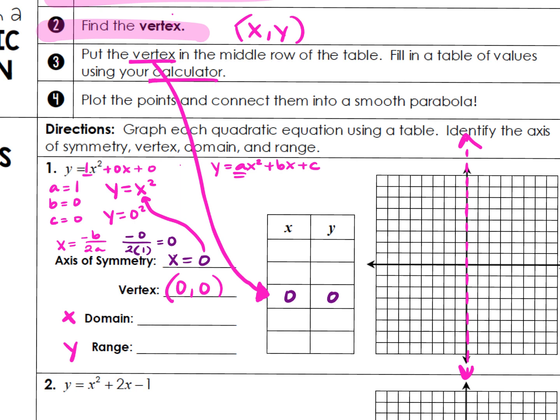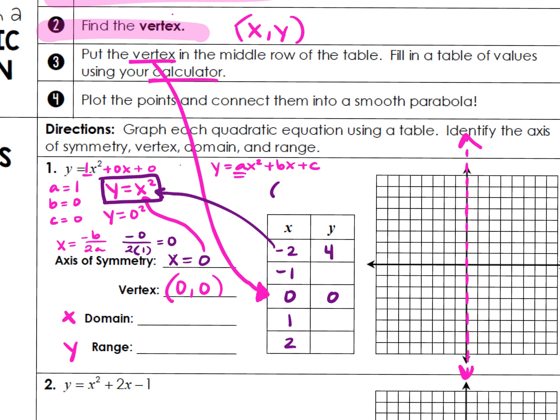Okay, finding the next 4 points is just plugging numbers in. So here's what you should do. If you're at 0 and you want to go bigger, you go 1 and 2. If you're at 0 and you want to go smaller, you go negative 1 and negative 2. Okay, so here's your equation. If I plug a negative 2 into that, negative 2 squared, do you put parentheses around the negative 2? Yes. What is negative 2 squared? 4.